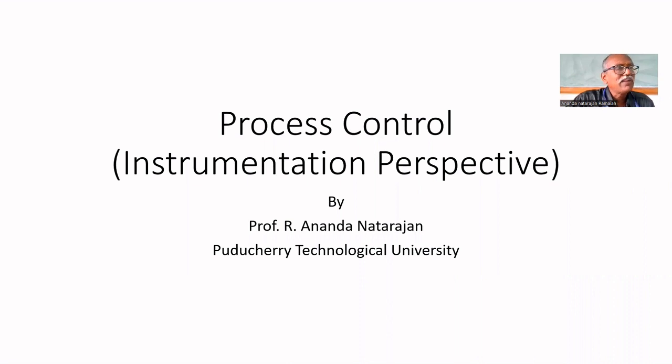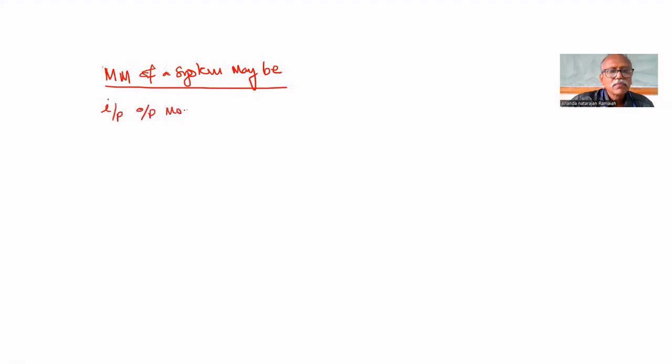Today, let us see how to design a feed-forward controller. We know that the mathematical model of a system may be classified as input-output model. Another one is called disturbance model.